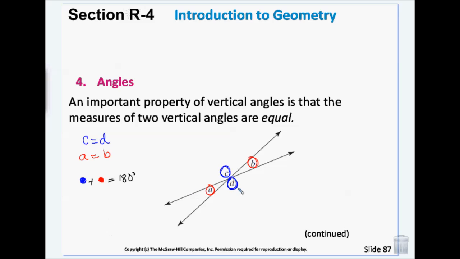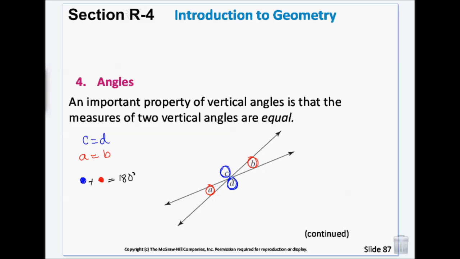So A plus D is 180 degrees, A plus C is 180 degrees. B plus C is 180, but B plus D is also 180, because they make a straight line, right? Do you see that? So like if I take this straight line here, that's made up of A and C or B and D. So they make the two opposite pairs, if you take one of each of those, they make 180 degrees.